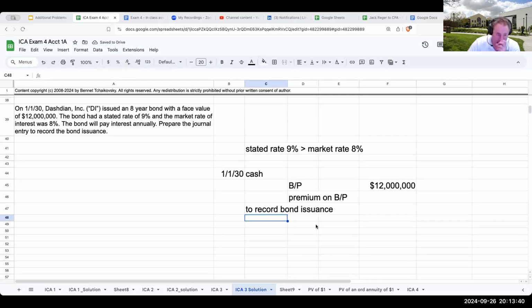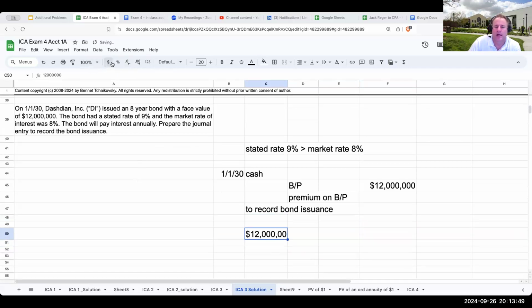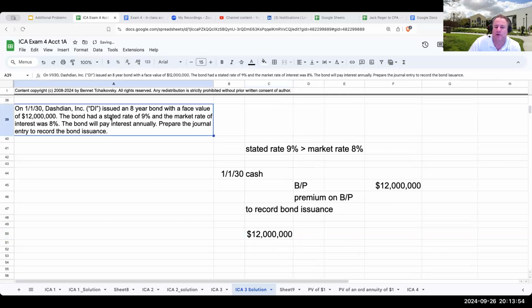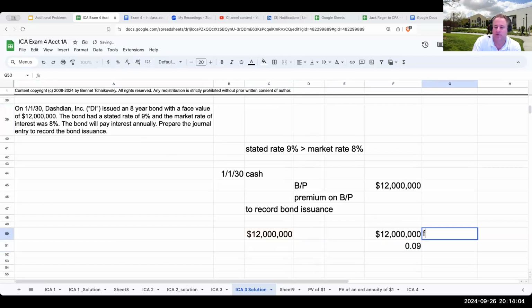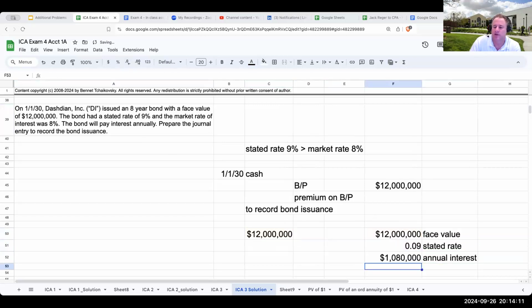So we're going to do the same thing. What is this bond going to pay out? Well, at the end of 8 years, it's going to pay out $12 million. And at the same time, it has a stated rate of 9%, and this is being paid out annually, or basically once per year. So the amount of the interest is going to be the face value times the stated rate. Annual interest is going to be 12 million times 9%, or 1,080,000.